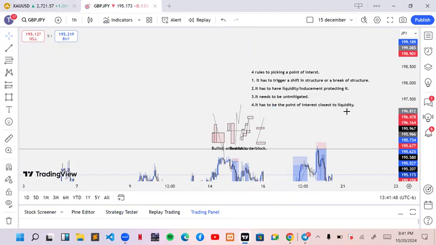It has to trigger a shift of market structure or break of structure. It has to have liquidity or inducement protecting it. It needs to be unmitigated. It has to be the point of interest closest to liquidity. Pay attention to this rule.